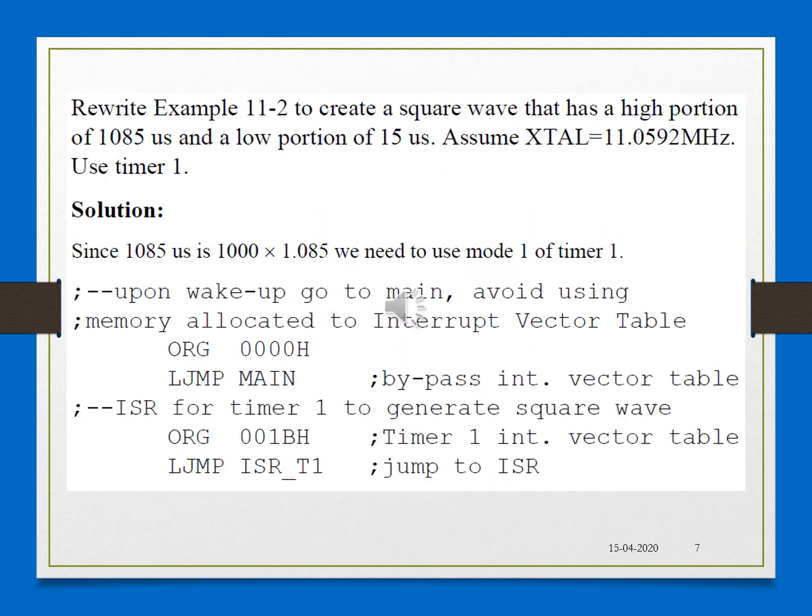Okay, consider the next program here. Rewrite the previous program, that is 11.2, to create a square wave that has a high portion of 1085 microseconds and a low portion of 15 microseconds. Assume the same crystal frequency and use timer 1. Since the program is very lengthy, I've split it into 2 slides. The first part of the program is the initial 2 instructions and the ISR.